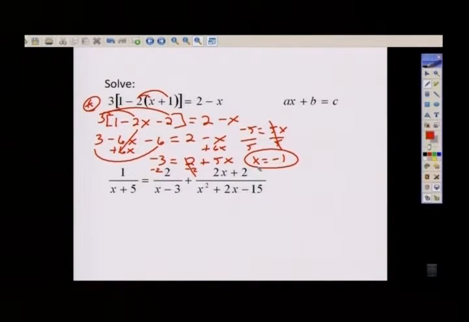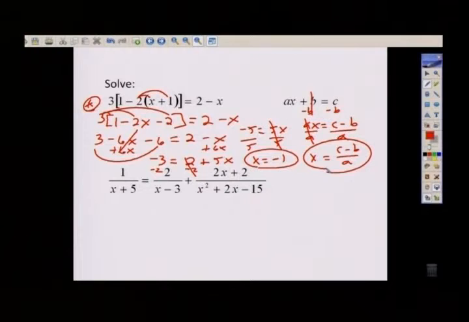The second one, to solve for x, we need to move the b to the other side, so ax equals c minus b, and then to solve for x means a times x, so we're going to divide over the a, so x is equal to c minus b over a. And there's no restrictions on our domain, so that is our solution.